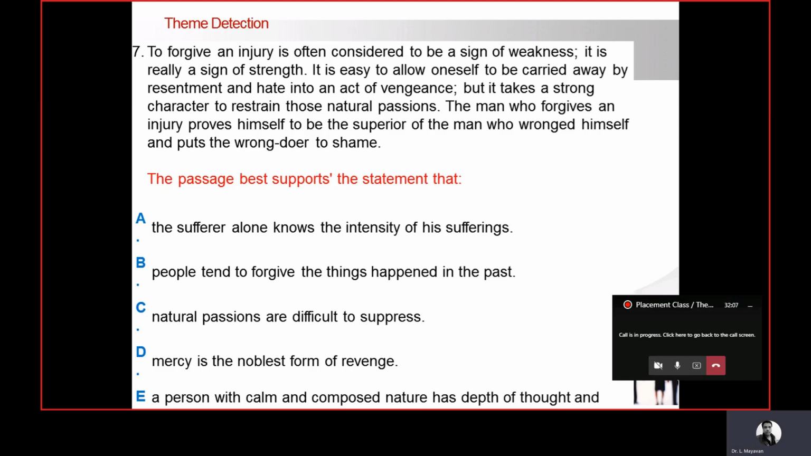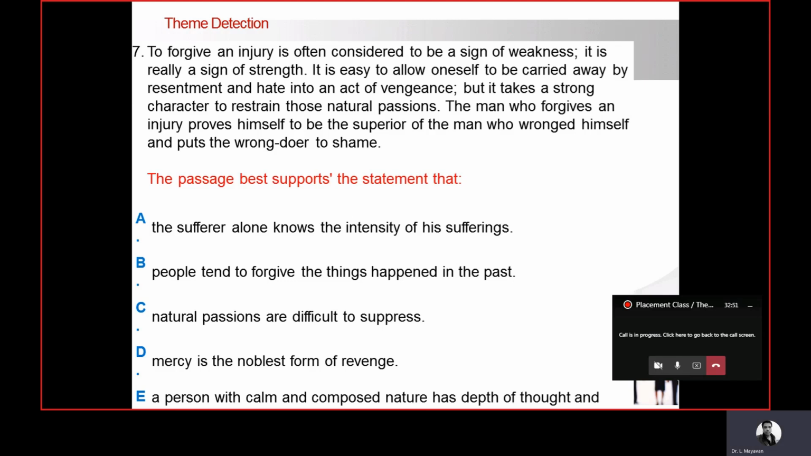Now let us identify which option best supports the statements. The sufferer alone knows the intensity of his sufferings. No, it is not the right theme discussed in the passage. People tend to forgive the things that happened in the past. It is not the theme of the passage. Natural passions are difficult to suppress. No, it is not there in the passage.